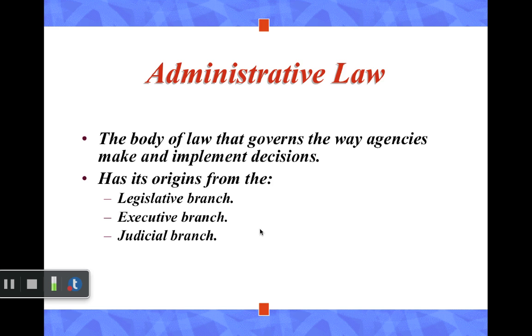So we're going to start off with a framework that talks about the rules that agencies have to play by. Administrative law is the body of law that governs the way agencies make and implement decisions, and it has its origins in the legislative branch of government, the executive branch, and the judicial branch.